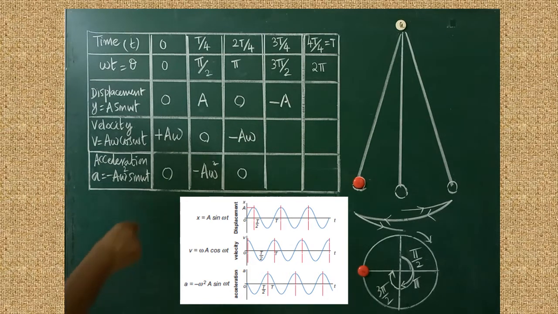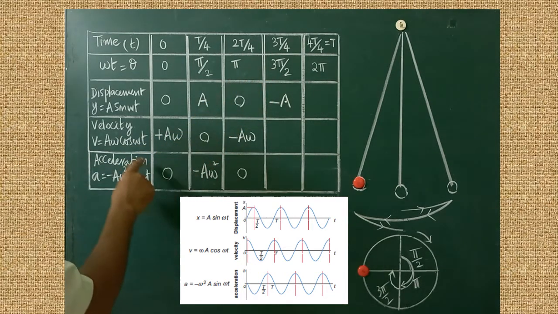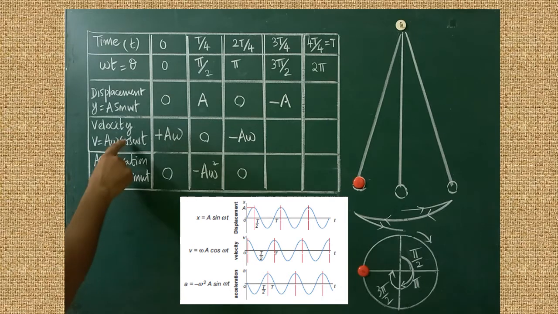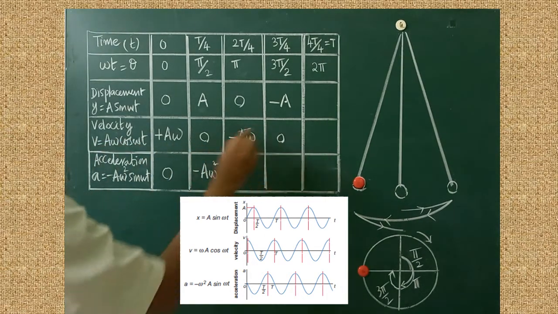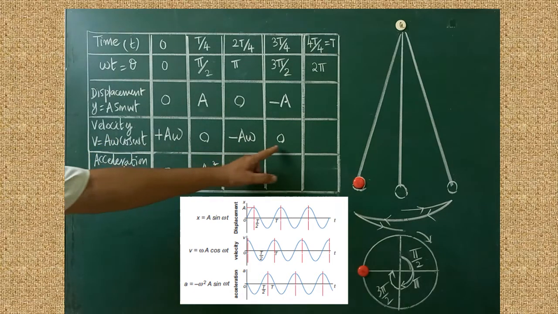Are you clear? And then in the cos omega t expression, instead of omega t, substitute 270. Cos 270 value is 0. Therefore velocity value will be 0. So when it comes to this left extreme, momentarily it will be at rest. Velocity of the oscillating particle will be 0.